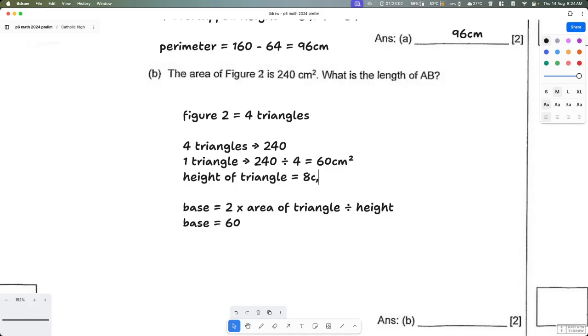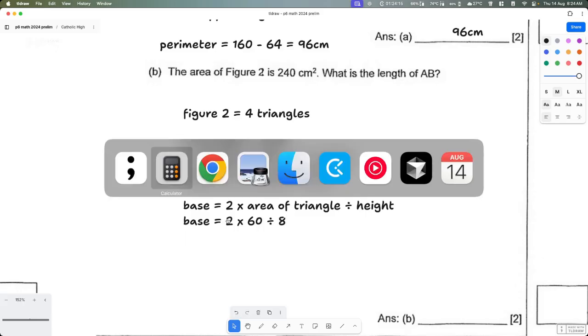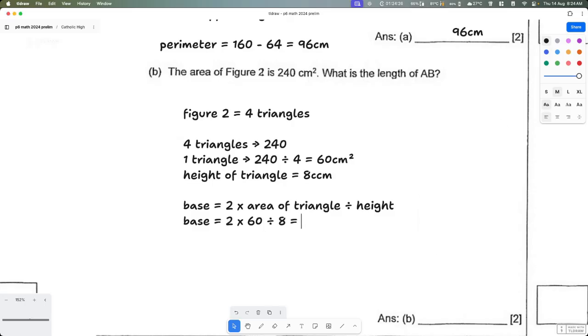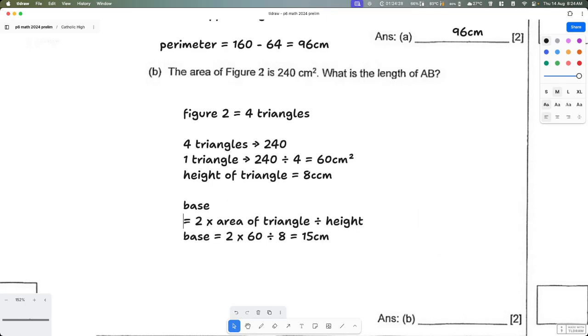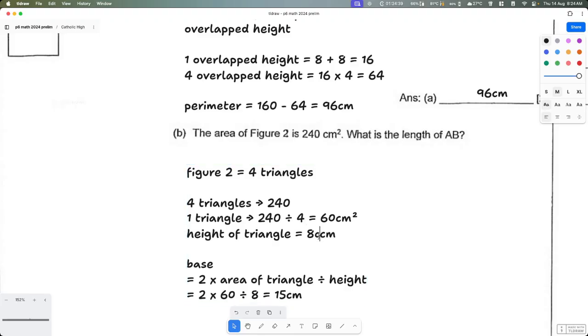So this is 8 centimeters. From here, you have 2 times 60 divided by 8. So base is equal to 60 times 2 divided by 8. This will give us 15 centimeters. I'm just going to do it like this so it's easier to see. So that's the base. The base is 15 centimeters.